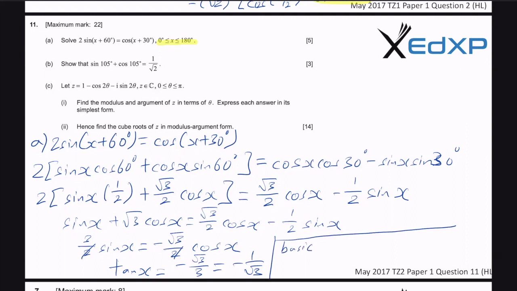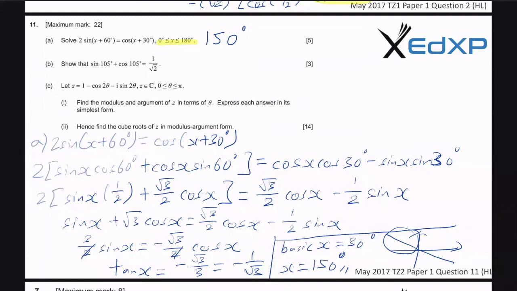Basic angle, let's stick to degrees here. So basic angle is 30 degrees. If I draw the CAST diagram, since tangent is negative, it will be in the second and fourth quadrants. But we're only interested in the second quadrant. So x will be equal to 150 degrees. There's only one solution between 0 and 180 degrees. So I'm just going to write this down here. So the answer to A is 150 degrees.